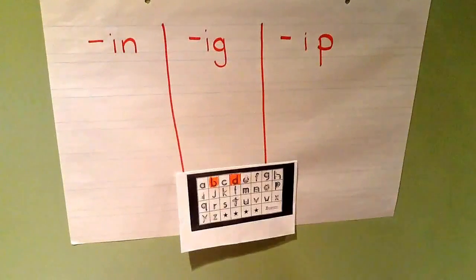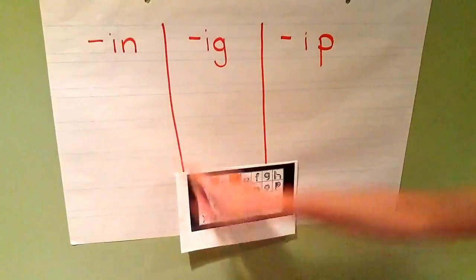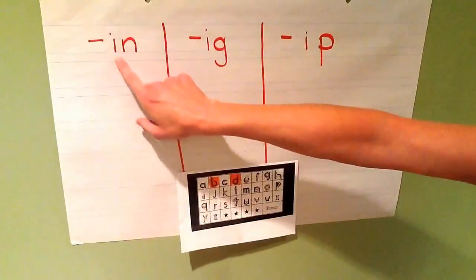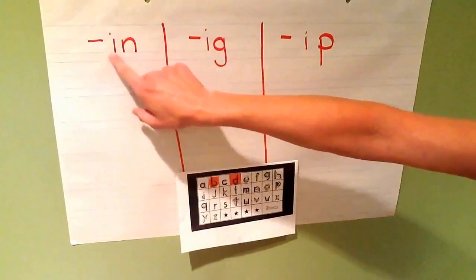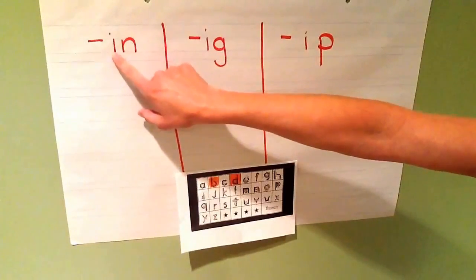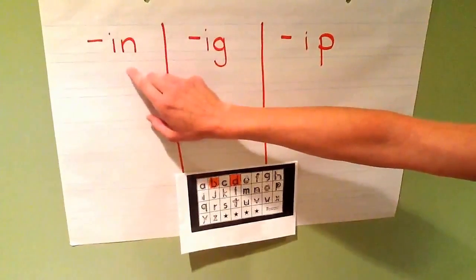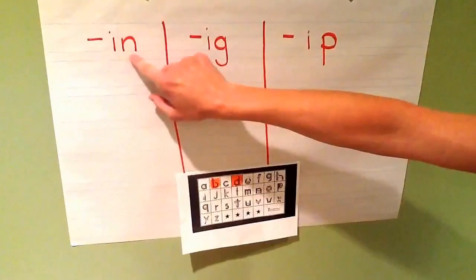Boys and girls, we have been learning about the short I. Today we are going to work on writing some more words with word families. I want you to look right here. I have what we call a word family, and this is the word family in. Say that with me. In.